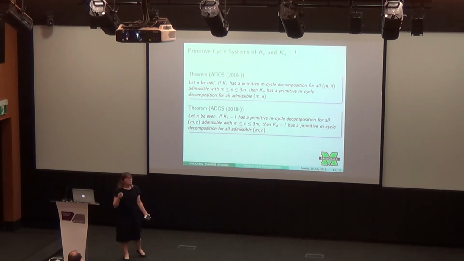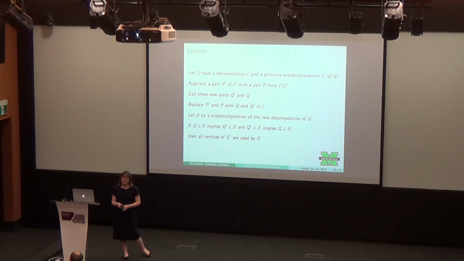And so we worked on showing the existence of primitive cycle systems of both Kn and Kn minus 1-factor. And so we showed the inductive step for these. The base case hasn't been proven yet, but if it is true, then we've shown the existence of cycle systems for both Kn and Kn minus 1-factor, depending on the parity of n.